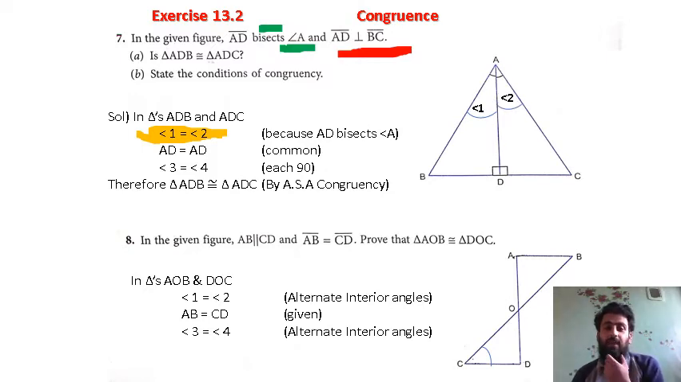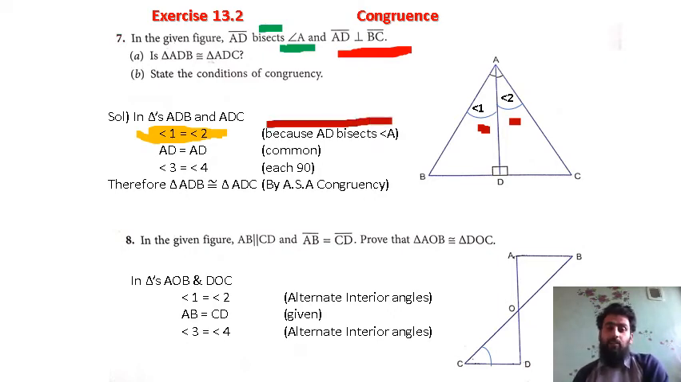And why are they equal? Because we learned in the beginning that AD is the angle bisector. So it divides A into two equal halves. This half and this half will be equal to each other. So I wrote down because AD bisects angle A.